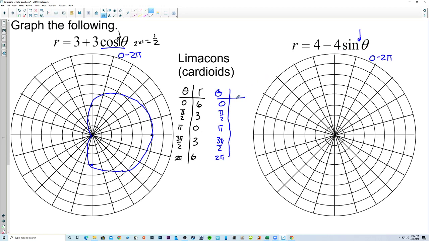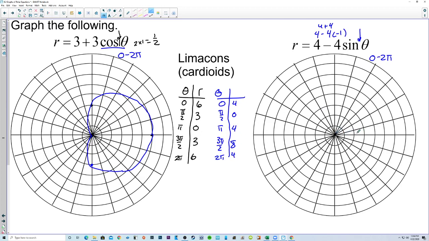Sine of 0 is 0, so this starts out with 4. Sine of pi over 2 is 1, so that's 0. Sine of pi is 0, so that becomes just 4. 3 pi over 2 is -1, so that becomes 8. Because you'll have 4 minus 4 times -1, so that's 4 really plus 4, there you get 8. And then 2 pi, we're back to 4.